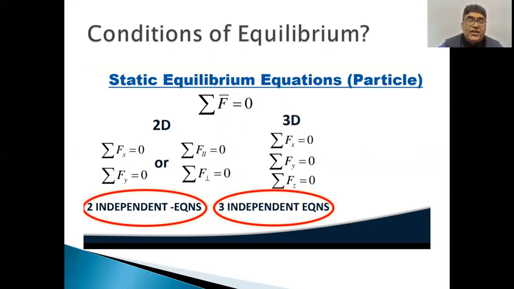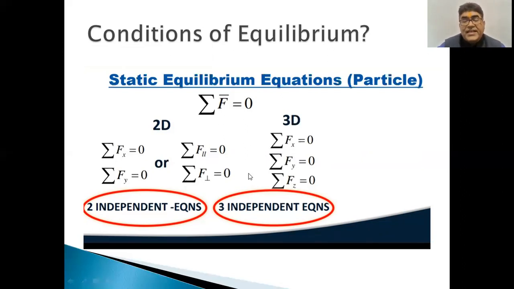In the horizontal component, summation of Fx is equal to 0. The sum of all the forces in the x direction is equal to 0. And summation of Fy is equal to 0. The sum of all the forces vertically is equal to 0. You can also represent these equations as the summation of all the forces parallel to the x-axis equal to 0, and the sum of all the forces parallel to the y-axis equal to 0.